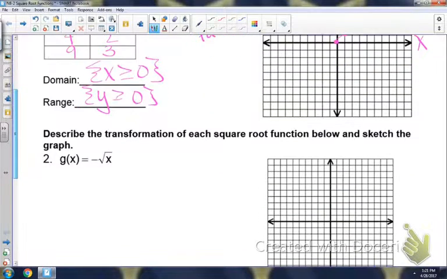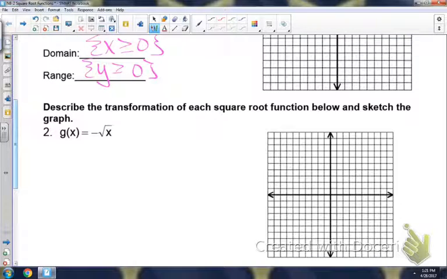Alright, so we're going to describe the transformation and then we're going to sketch the graph. Notice there's a negative in front of our square root of x, which is our parent function. Remember we talked about that on 8.1. That reflects it across the x-axis.